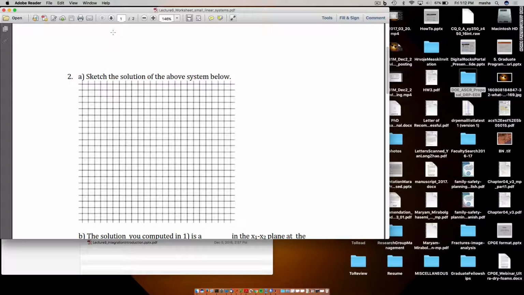So do you want to start with a 2x2 or a 3x3 system? 2x2 is kind of simple. I don't want you to be bored. 3x3? All right.